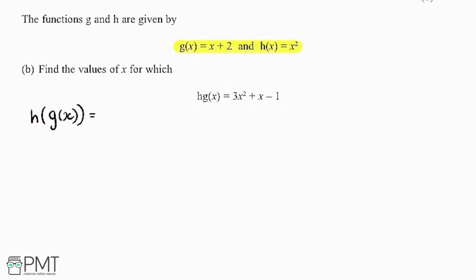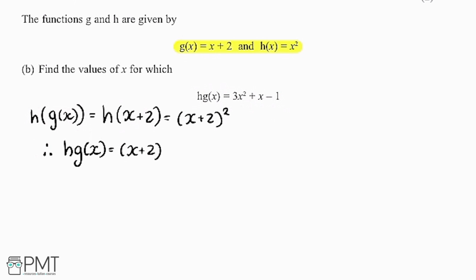So what's that going to equal? g of x is x plus 2, and we're feeding that into h. So that is going to be h of x plus 2, which equals, okay, so h of x is x squared. So instead of x, what we've got here is x plus 2. So we're going to replace x with x plus 2, giving us, if we have a look up here, x squared here, so it's going to be x plus 2 squared here. So therefore, what we worked out is h of g of x equals x plus 2 squared.